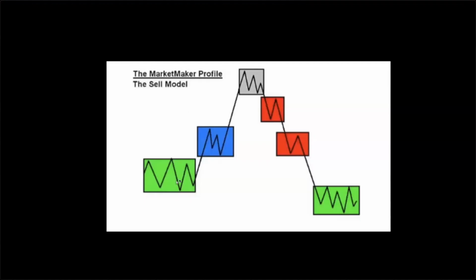So same thing over here. Here we have a range that price was within, and the low of that range wasn't tapped. Instead, it just goes higher, higher, higher, higher, higher.